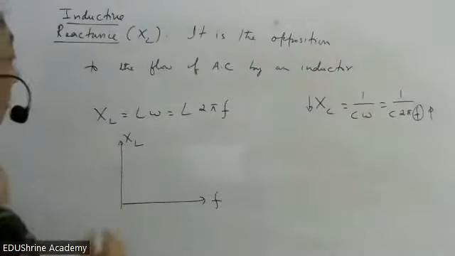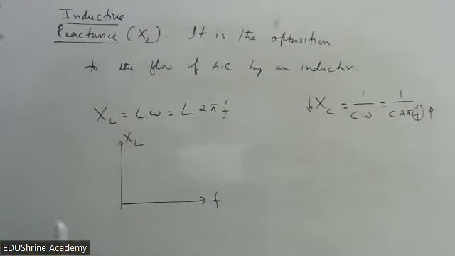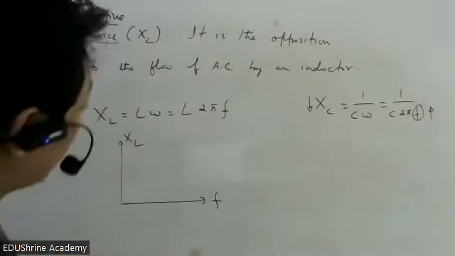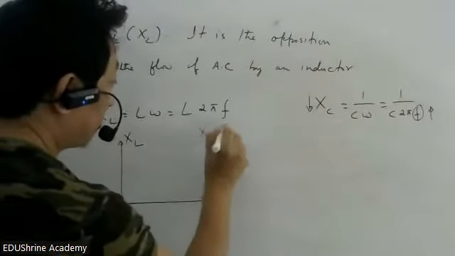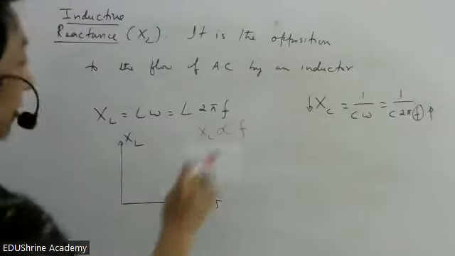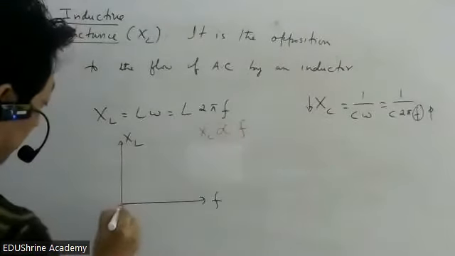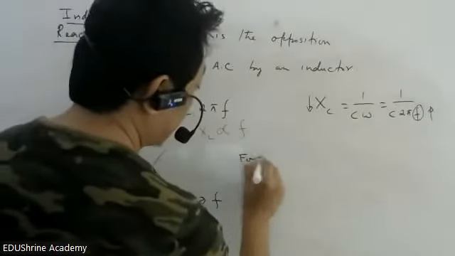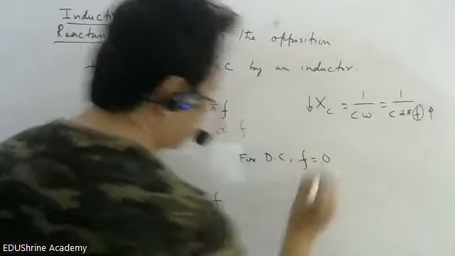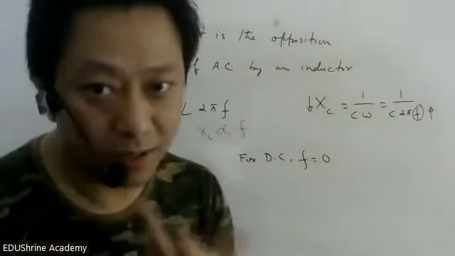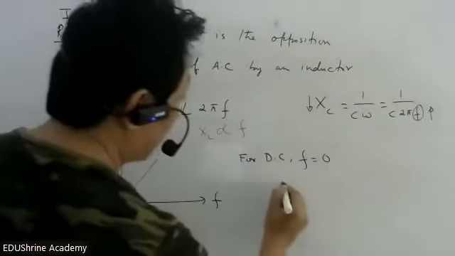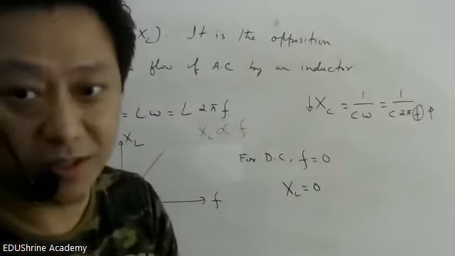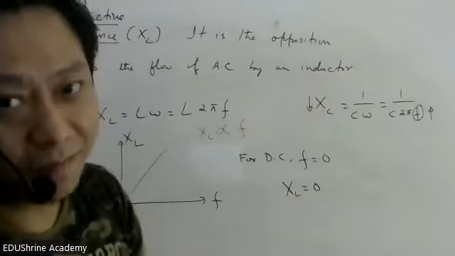But here, what kind of graph will you expect? Linear, because it is directly proportional. So here let me write, therefore XL is proportional to frequency. So the graph will look linear, passing through origin. And for DC, what is the frequency? 0. No change in current. So if frequency is 0, XL is also 0. So an inductor offers no resistance, no opposition to DC.